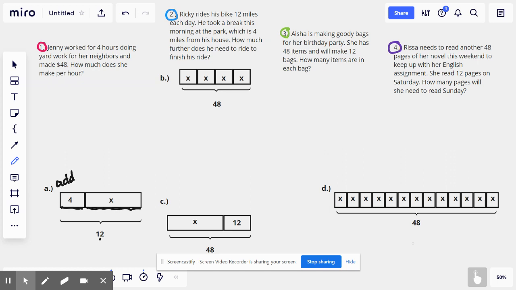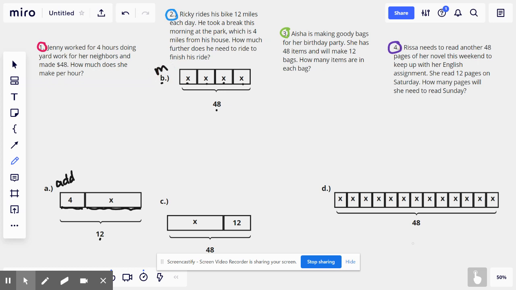Let's look at B. Now B is a little different from A, isn't it? B has a bunch of X's. This tells me right off the bat it's multiplication, and let me explain why. Multiplication is the same as repeated addition. In other words, if we are adding the same thing over and over, it's much easier to say 4 times x than it is to say x plus x plus x plus x. Because we see the same thing repeating, this is a multiplication problem. And when we multiply that x times 4, we end up with 48. So I'm going to write an M for multiply.